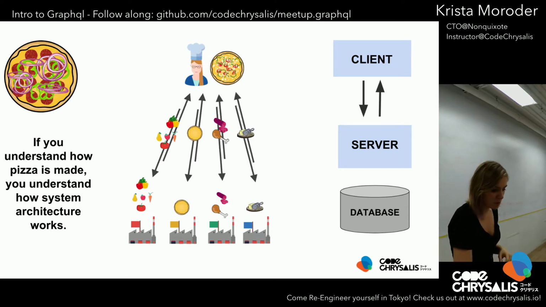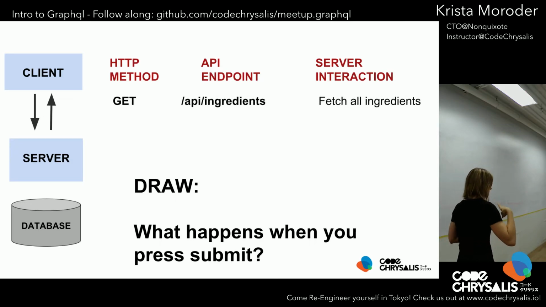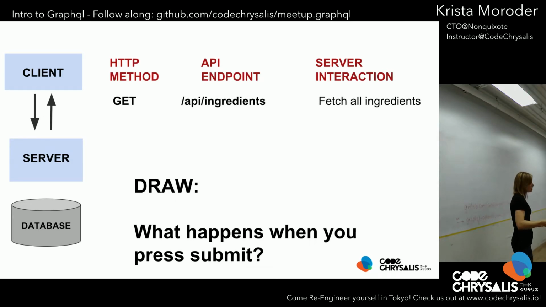So what happens when you press submit? So there's three terms that we like to reference. There's the HTTP methods, there's API endpoints, and then there's the server interaction. Right now, write down as many HTTP methods as you can. If you don't know any, that's okay. All right? Write down as many HTTP methods as you can.